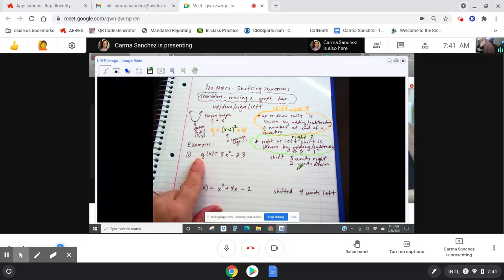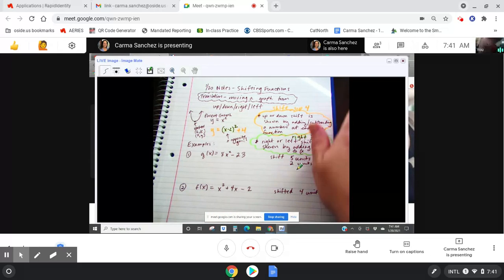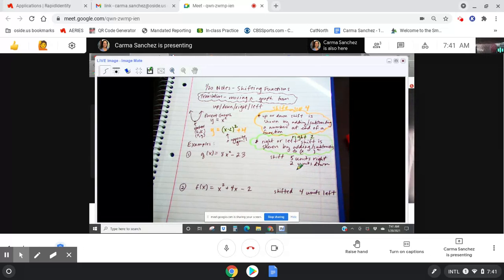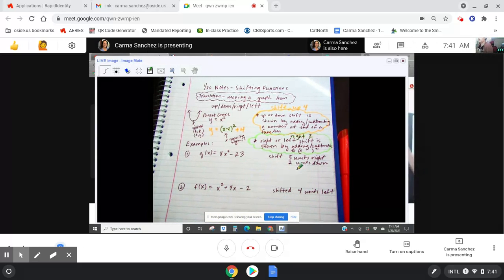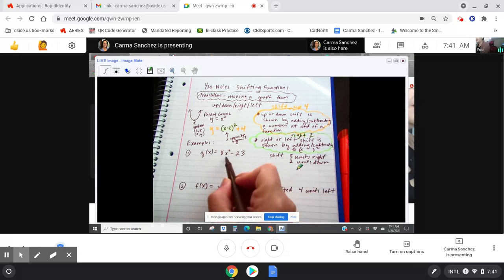So if I'm given this example of g of x equals 8x squared minus 23, and they are asking me to do the following shifts. They want me to shift 5 units right and 2 units down. So I'm going to make the 5 units right adjustment to the x.